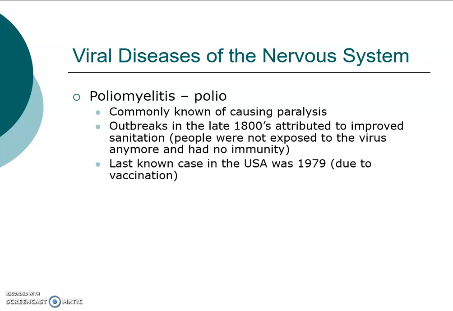It's a cause of paralysis where the person who gets the disease will usually start off with numbness, and then they have to walk with crutches, and then they usually end up in a wheelchair. This is a little unusual if you read the second bullet here. The outbreaks in the late 1800s were actually attributed to improved sanitation, not worse sanitation.